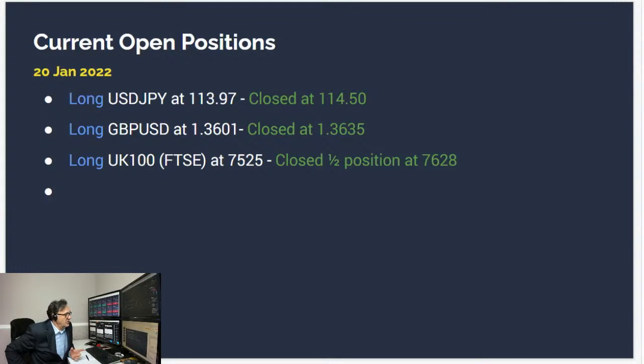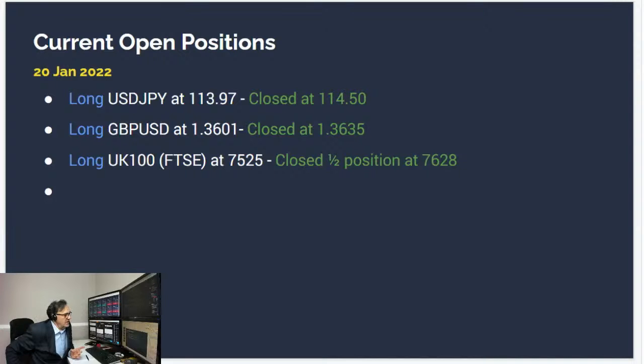I've closed my dollar yen at 114.50. It did not break out higher through 115. There was a bit of a reversal. US dollar weakening. Sterling dollar, I closed it at 136.35. Yet again, that was the intraday position. Anyway, I was looking for more upside, but it didn't happen. Eventually started reversing. I thought, okay, fine, time to get out.